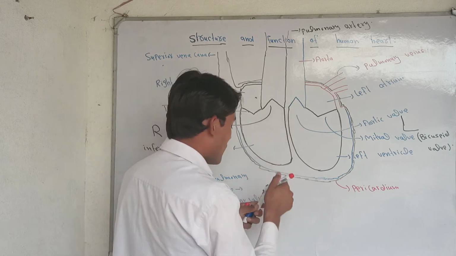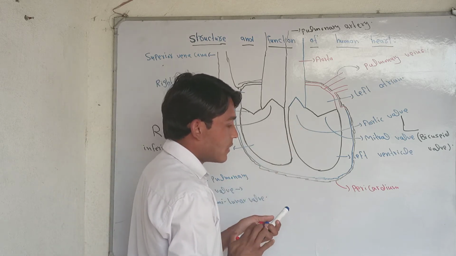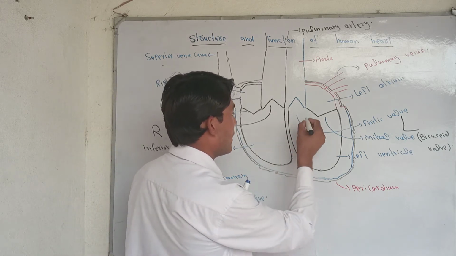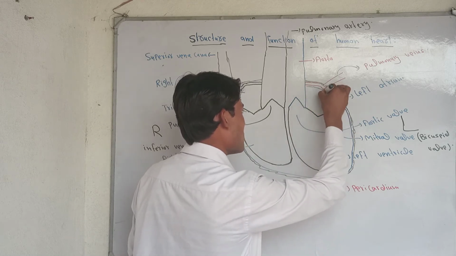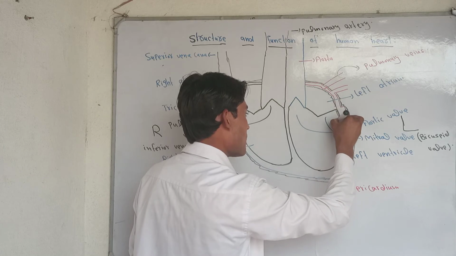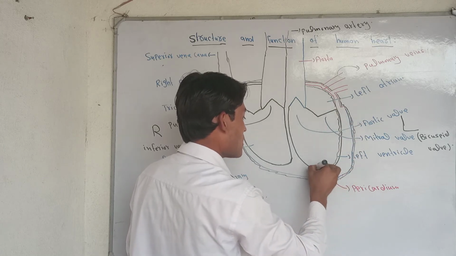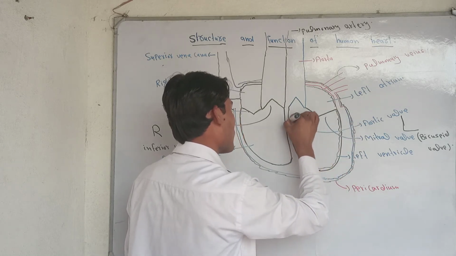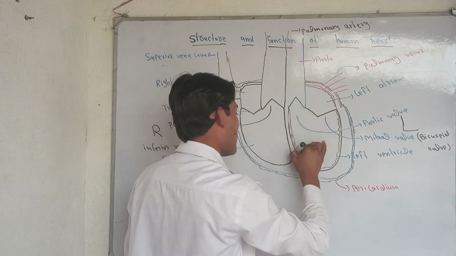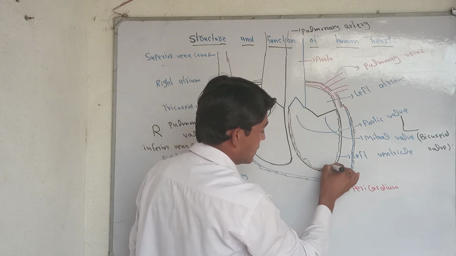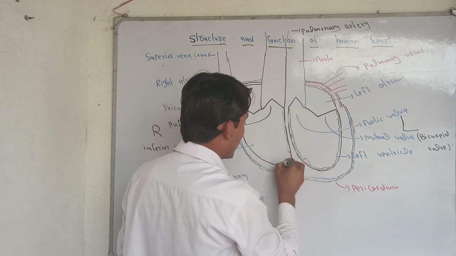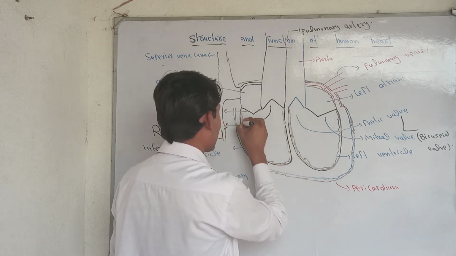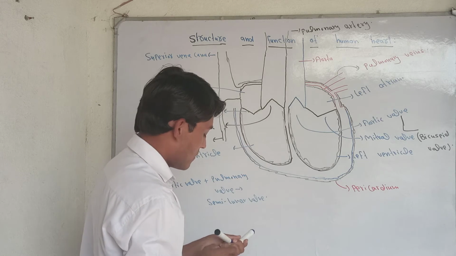Next, inside we have another membrane, which is called the endocardium. This is the membrane which is present inside, and this inside membrane is called the endocardium.